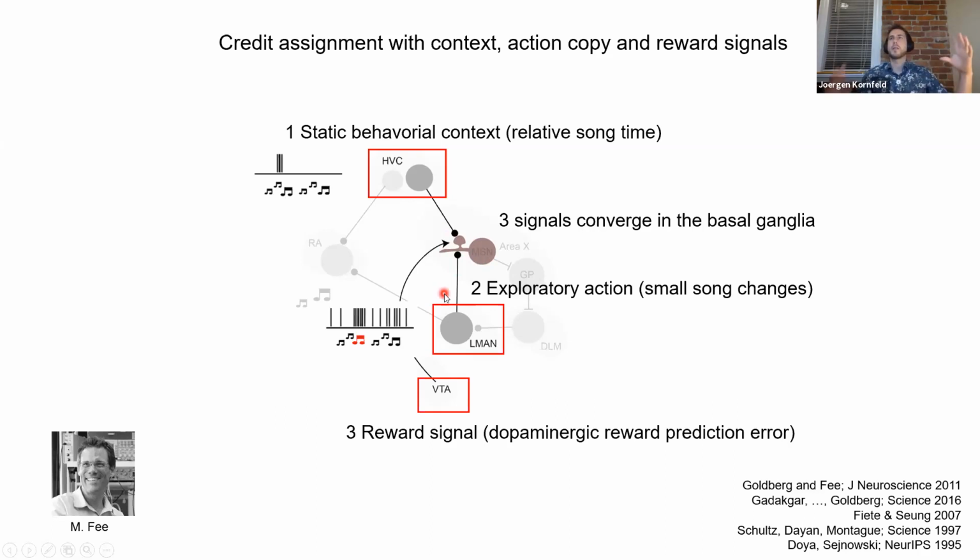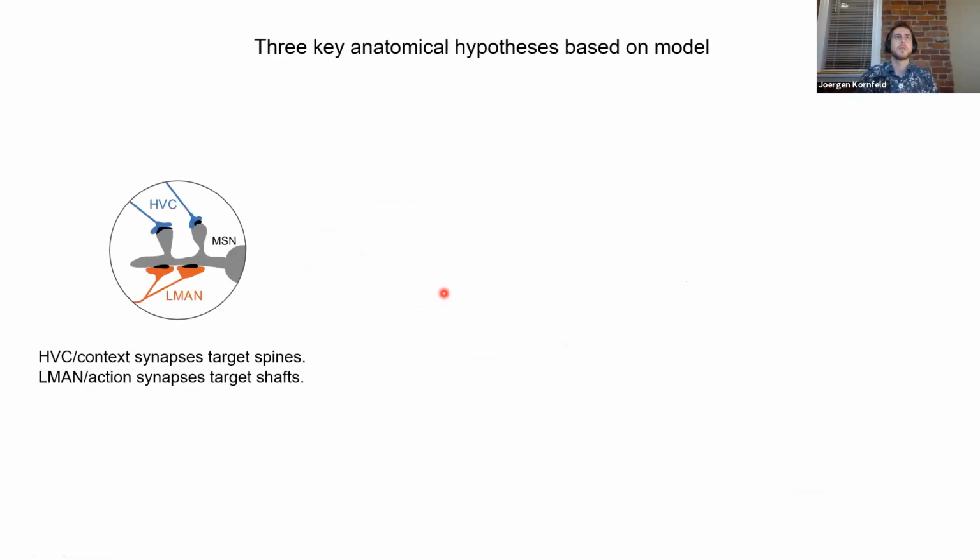Okay, so now with these three signals together, the question is, and you rightfully may ask at this point, what does all of this have to do with the connectome and anatomy? And it's actually fairly straightforward. So we derived three key anatomical hypotheses based on this model.